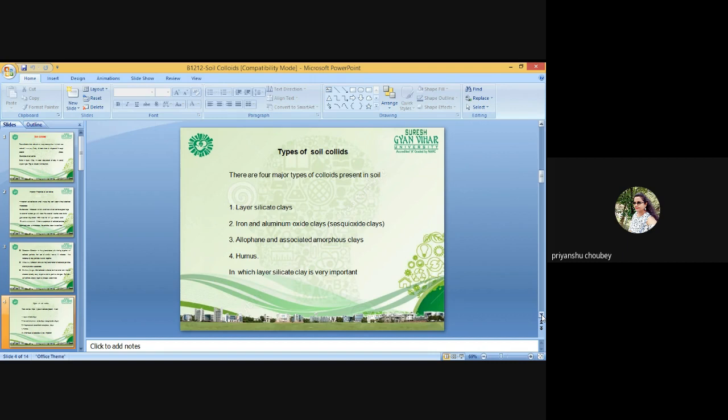So in the case of 2:1 types of minerals, namely vermiculites and smectites, groups of minerals, the cations can be replaced by other cations present in the external solution. This phenomenon is known as cation exchange capacity. So in the 1:1 clay minerals, permanent charge is very low as compared to the 2:1 minerals.